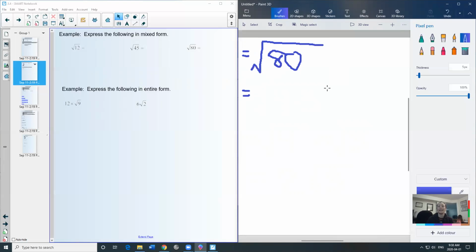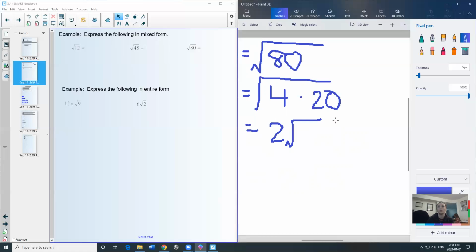So if I have root 80, because I'm a math teacher, I know that 16 is going to go into here. But if you can't see that right away, think about a nice number that you could take the square root of. So I can take root 80 and I can break it into 4 times 20. Because I can take the square root of 4 and 4 times 20 is 80. Well, the square root of 4 is 2. And I can't take square root of 20, so I can write this as 2 root 20.